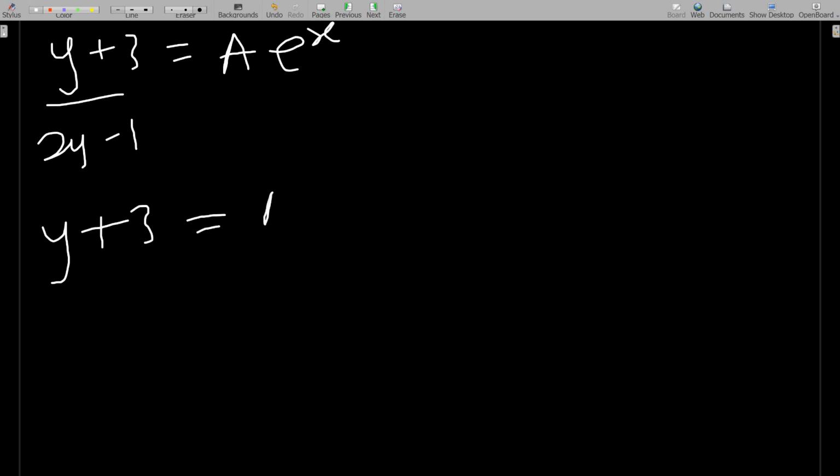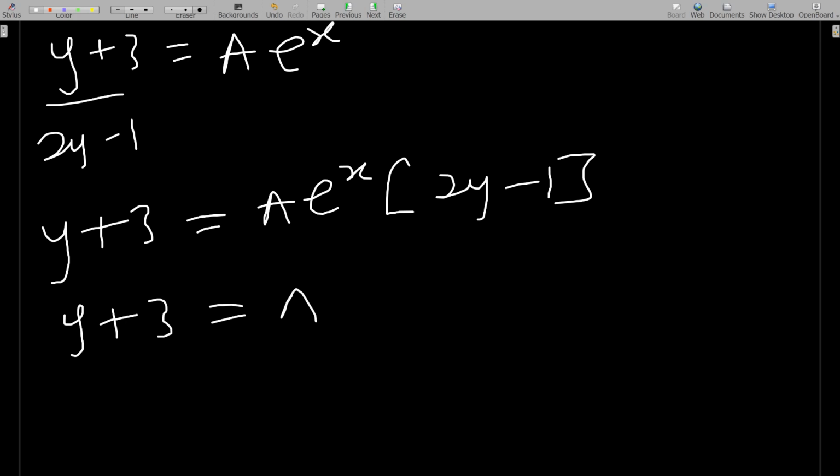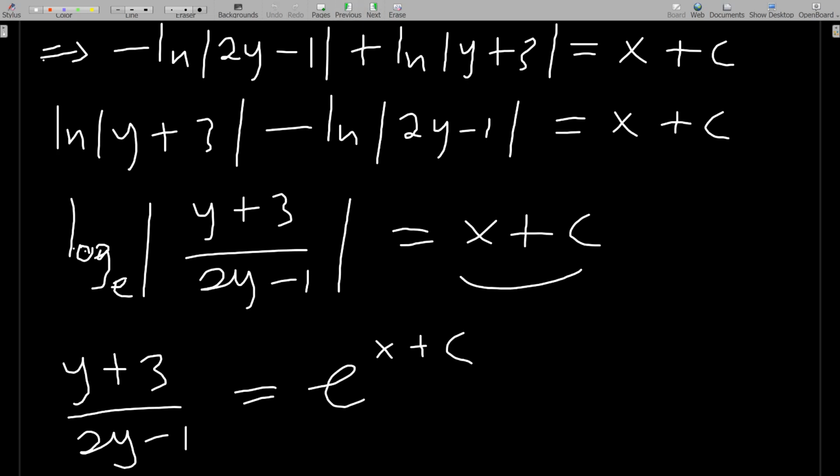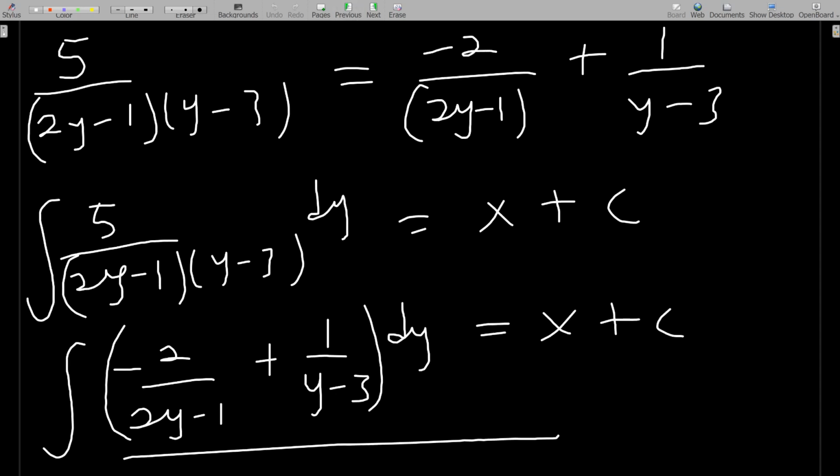Here is just doing algebra, okay, just manipulation and simplification. So you have y plus 3 equals a e to the x times 2y minus 1, or 2a e to the x y minus a e to the x, okay. I hope you get this. So this is very, very simple. I take the y here to the other side of the equation. I have y minus 2a e to the x y equals, is this y plus 3 or y minus 3? I think it's supposed to be y minus 3.